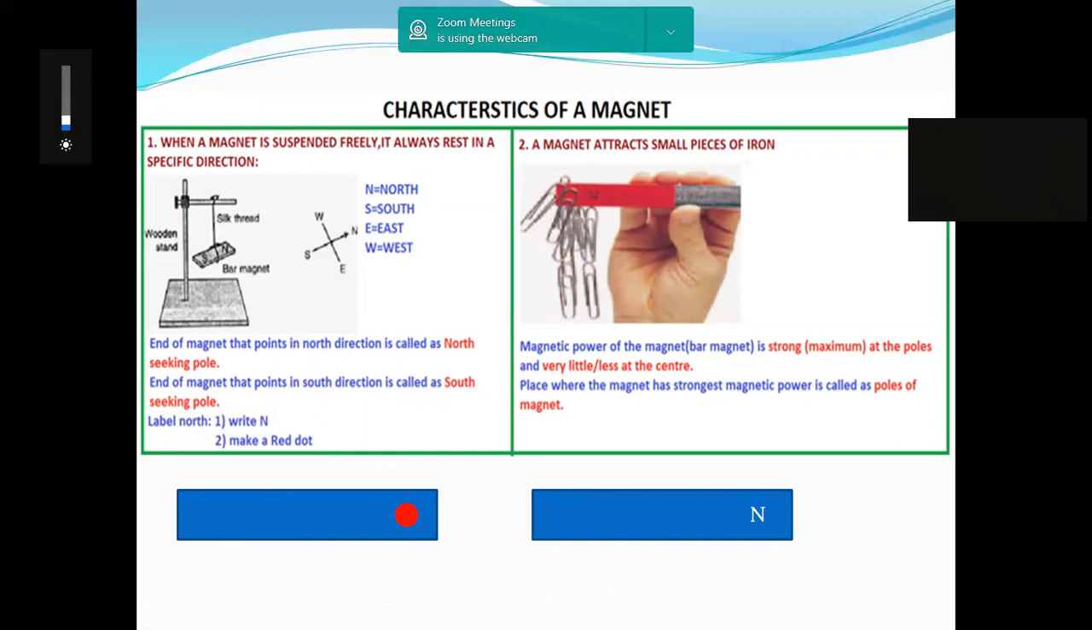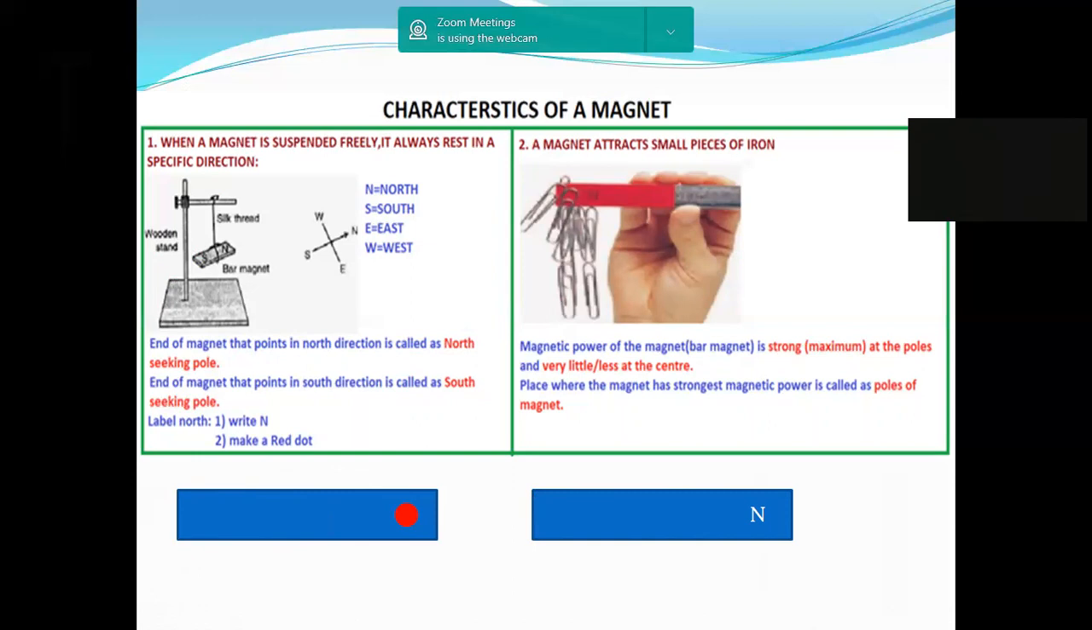Now here is the time to learn how to write the direction on magnets. In order to write which is the north pole and which is the south pole on a magnet, how are you going to do it? There are two ways illustrated. Suppose this blue color thing is a magnet. You can use a red dot or you can also write a capital N here, stating that this is the north pole of this particular magnet. There are two ways and you can use any one of them.